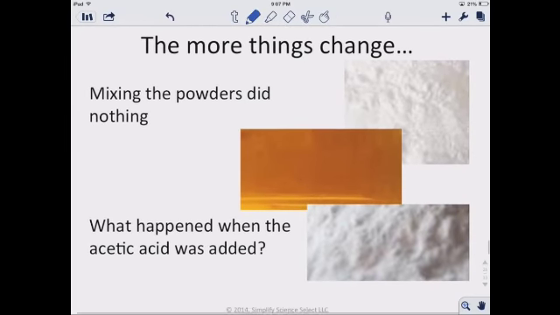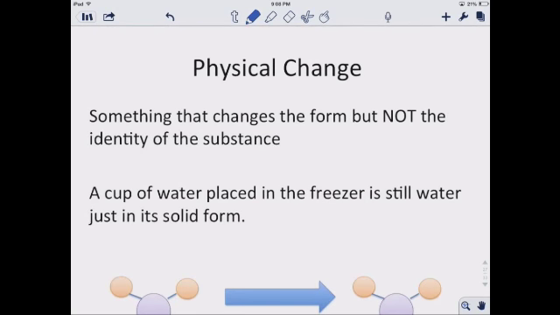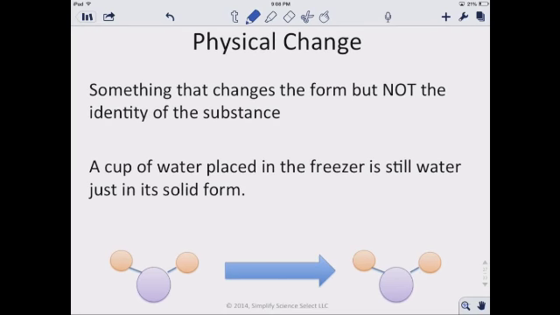Now, looking back to the lab, mixing the powders did nothing. But what happened when we added the acetic acid? What we should see is that when we added that acetic acid, something changed. We had a chemical change. So just mixing those two powders together, we just had a physical change. We just changed what they were next to, but nothing chemically happened. So a physical change is something that changes the form, but not the identity of the substance. Key thing here, it didn't turn into something new.